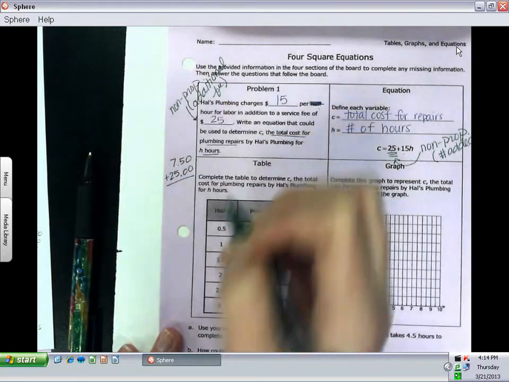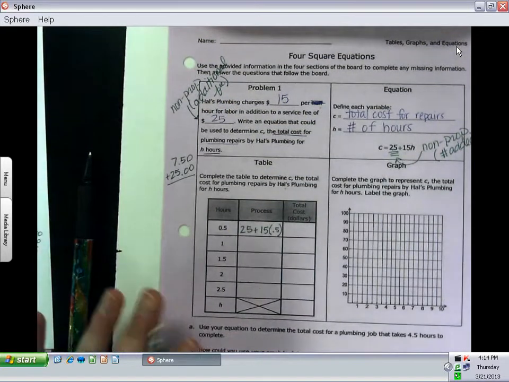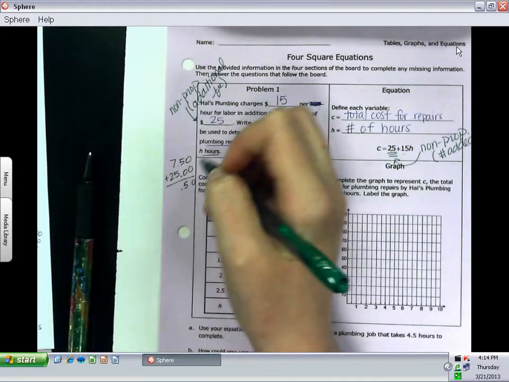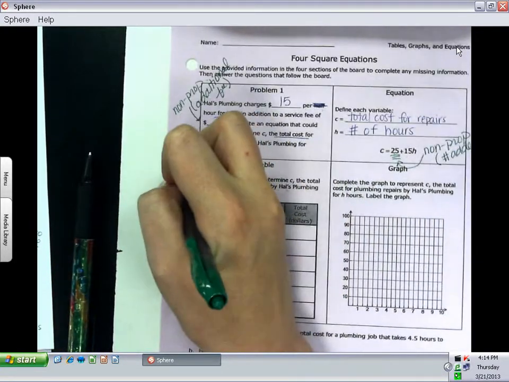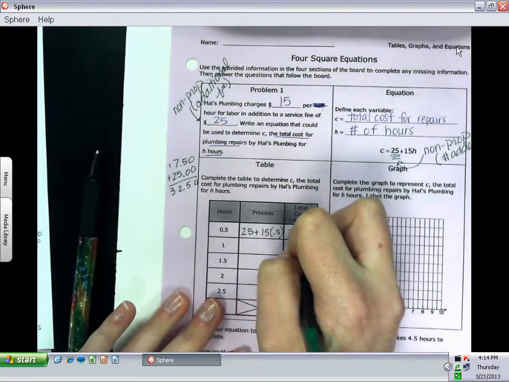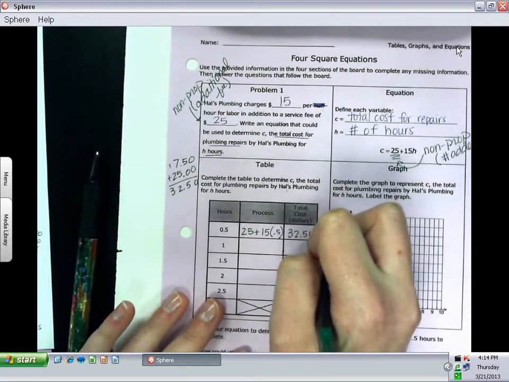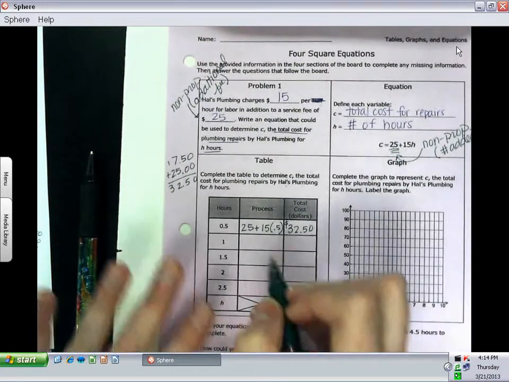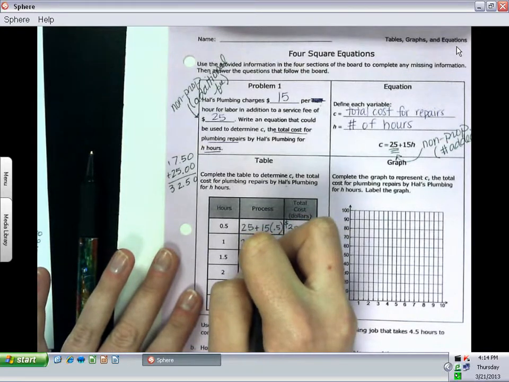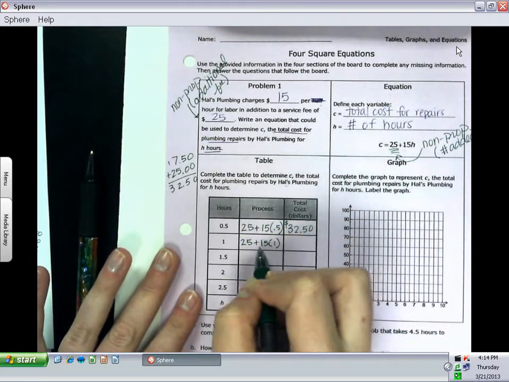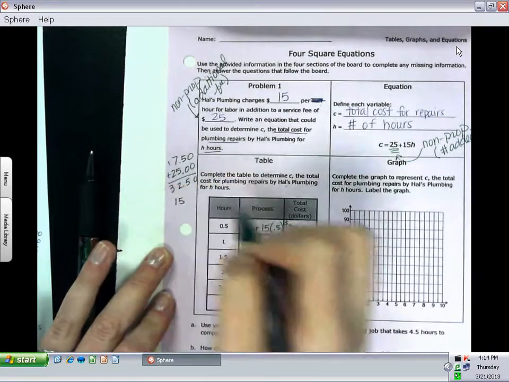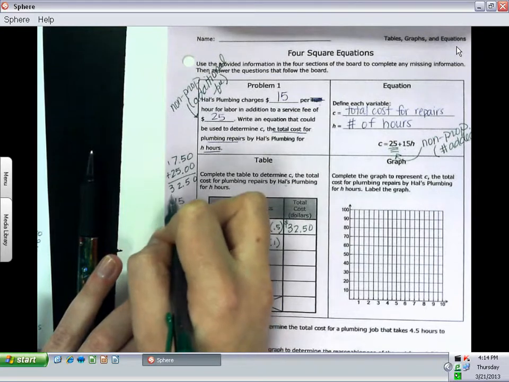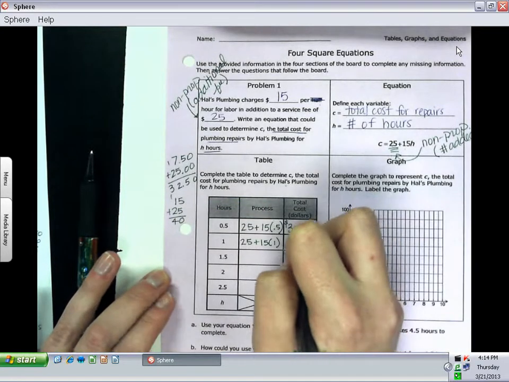So on the side of your paper, add 7.5 and 25. You can add a decimal and some zeros. 7 plus 5 is 12. Write the 2, carry the 1. So the cost for a half an hour, or 0.5 hours, is $32.50. Well, now we got to go and fill out the rest of the columns here. So 25 plus 15 times 1. Well, 15 times 1 is 15, plus the additional 25. The total cost for 1 hour will be $40.